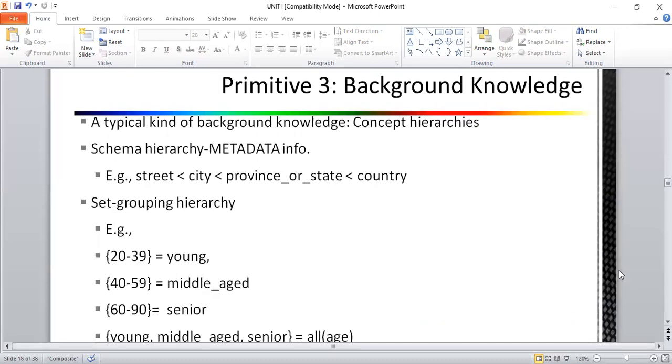Third is background knowledge. When we are talking about background knowledge, basically we have to see concept hierarchies. Now, what are concept hierarchies? A concept hierarchy defines a sequence of mappings from low level to high level. Generally, we say it like that.